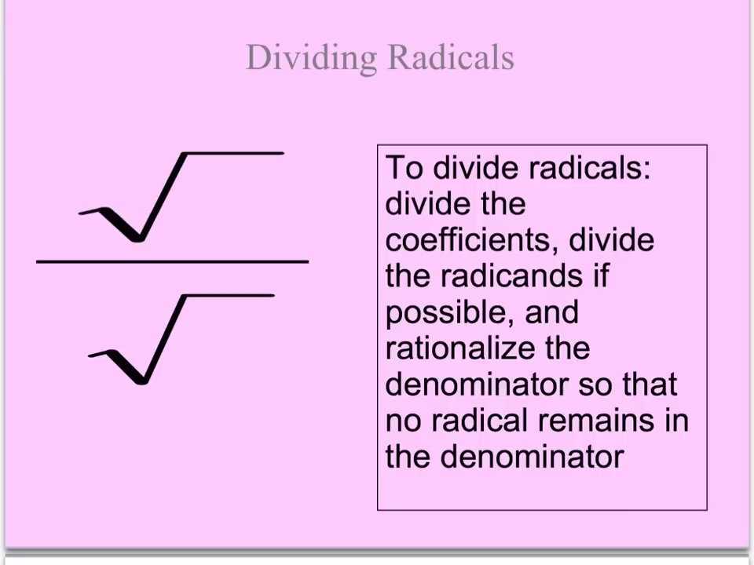So now that we've looked at multiplying and we feel hopefully fairly confident with how to multiply, we're going to look at dividing. And again, the key thing here is that our index is the same. And if that is the same, we will divide the radicands. And if it's not possible, we will rationalize the denominator. We do not want to leave a radical in the denominator.